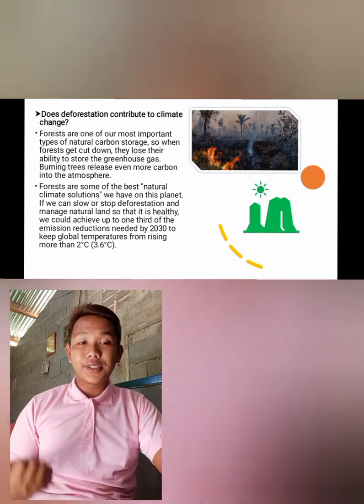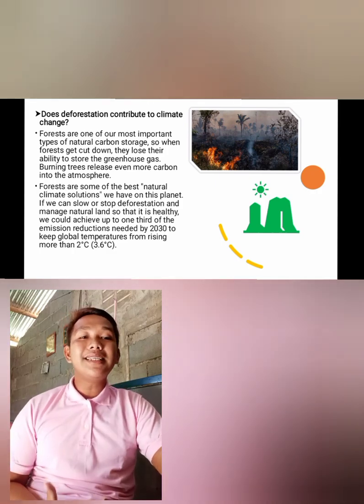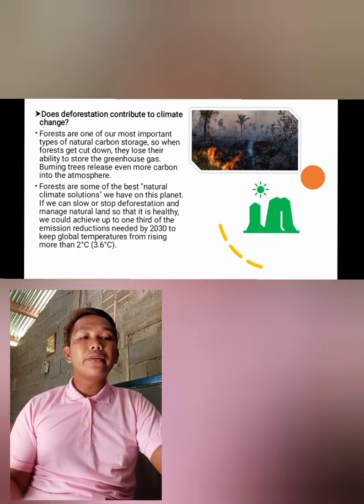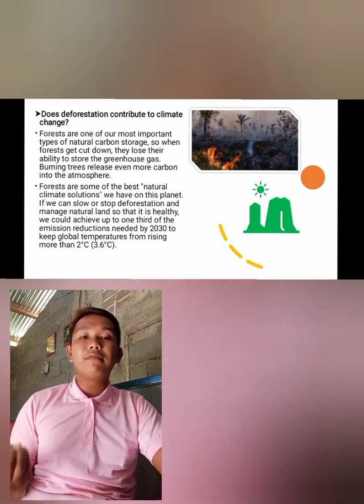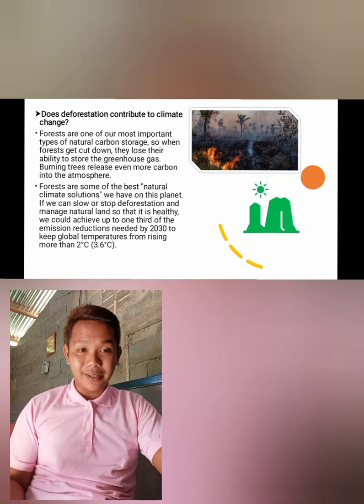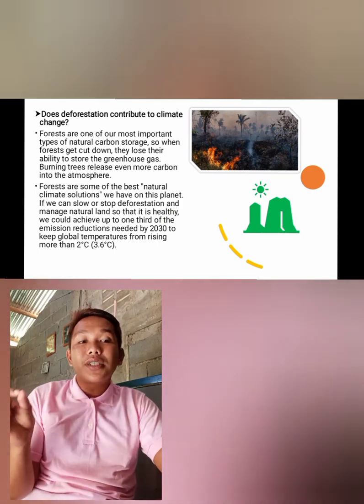If we can slow or stop deforestation and manage natural land so that it is healthy, we could achieve up to one third of the emission reduction needed by 2030 to keep global temperature from rising more than 2 Celsius, or 3.6 Fahrenheit.